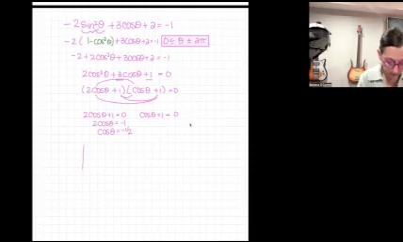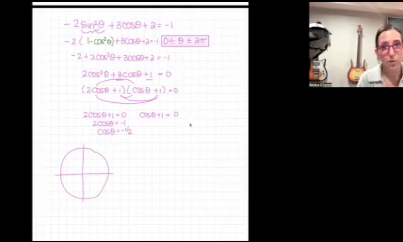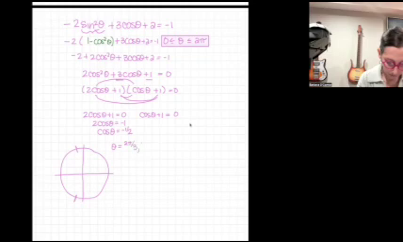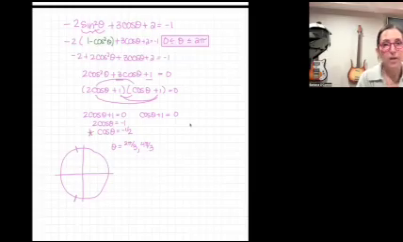So then I just have to figure out where on the unit circle is cosine, or the x value, -1/2. That happens at 2 pi over 3 and 4 pi over 3. So theta is 2 pi over 3 and 4 pi over 3. So those are the values that satisfy this first equation. Now I'm going to tackle the second.